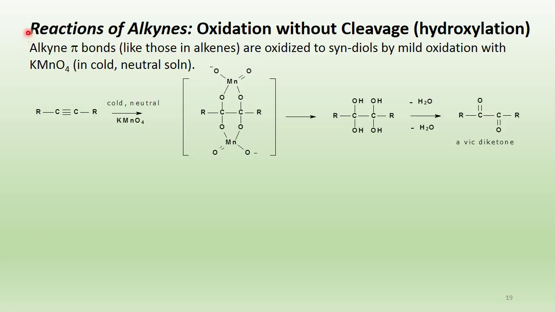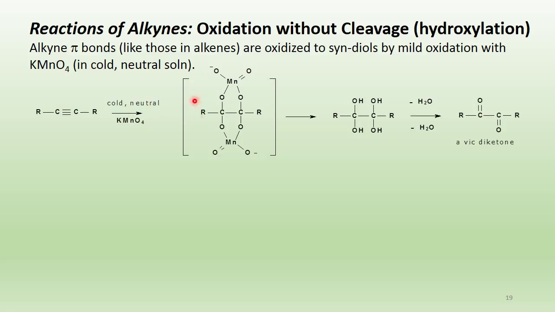So the last reaction of alkynes that we're going to study is the oxidation without cleavage, sometimes called hydroxylation. Alkyne pi bonds, like those in alkenes, are oxidized to syn-diols by mild oxidation with permanganate, and that means in cold, that is not hot solution, but cool solution, room temperature, and neutral. So here is an alkyne, cold neutral permanganate.